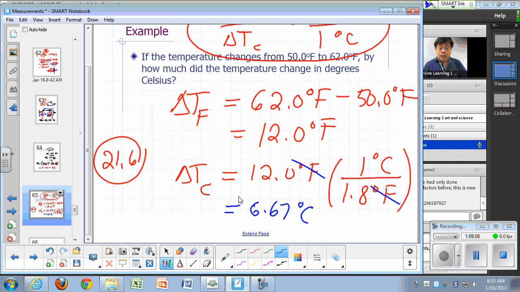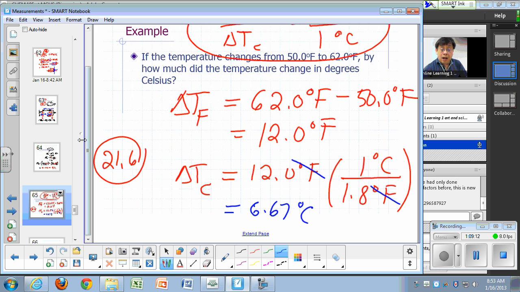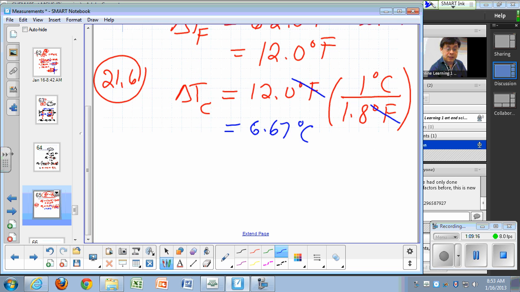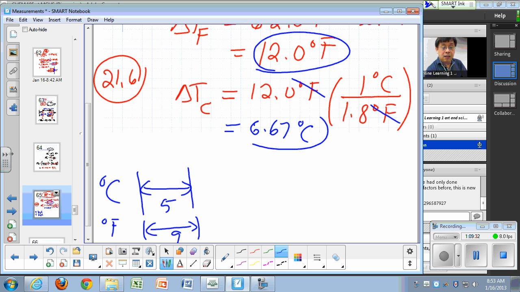Let's see if this makes sense. The Fahrenheit change should be larger than the Celsius change. Remember on our scale, every time your Celsius changes by 5, on the Fahrenheit scale the change is 9. 9 is to 5. So the Fahrenheit change must be bigger than the Celsius change.